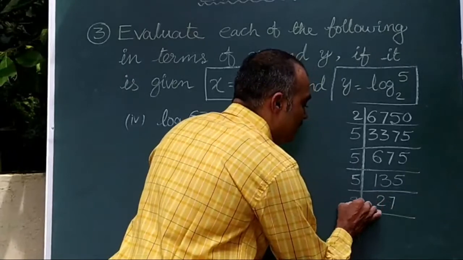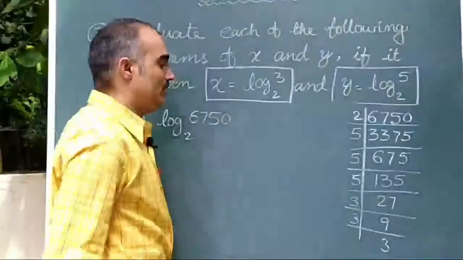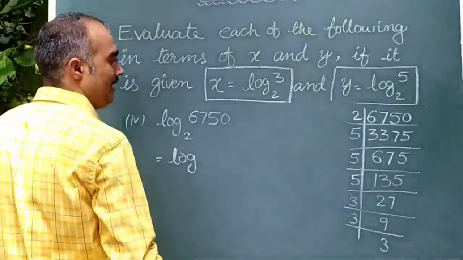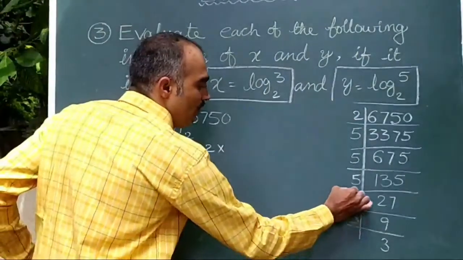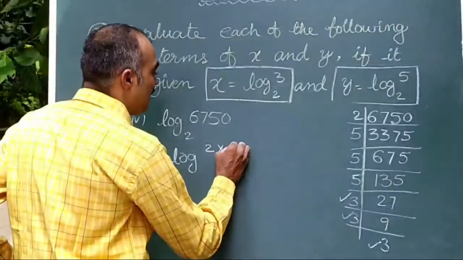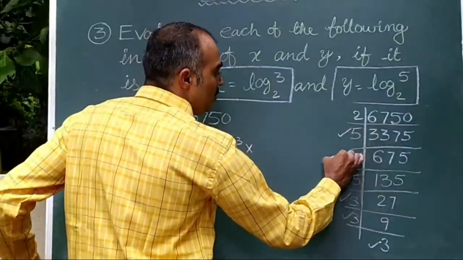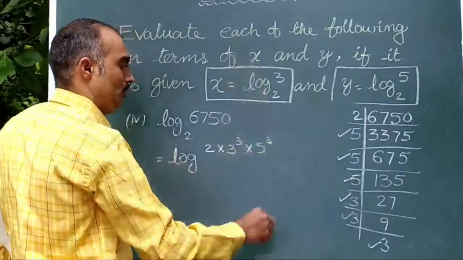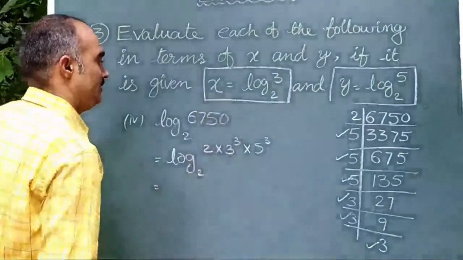Now, 3 comes, 3 9s are 27, again with 3, 3 3s are 9. So, here I am writing log 6750 as 2 into 3, 1 2 3, 3 is there 3 times. So, I am writing 3 power 3 into 5, let us count 1 2 3, 3 times 5 is there, so we can write 5 cube. Is it clear? So, base 2 we write as it is.